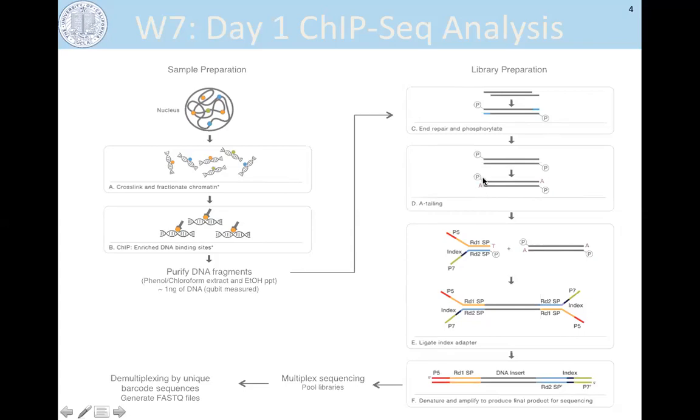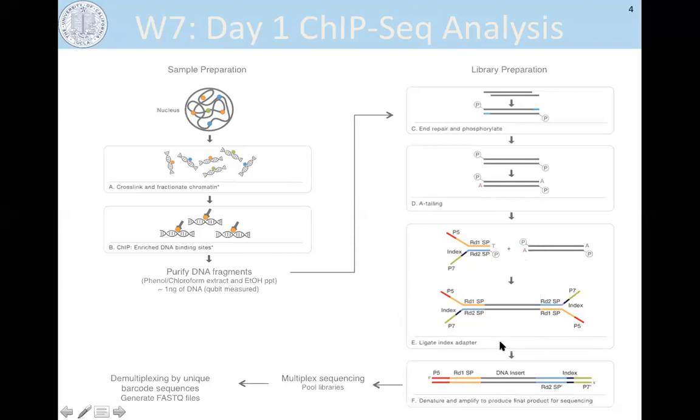So you have a phosphorylated 5' end and an A-tailed 3' end. This allows you to have the proper substrate for adapter ligation. So the adapters are ligated, which contain, for example, barcode or index sequences. So you can pool your libraries together and sequence them together and then demultiplex following sequencing.